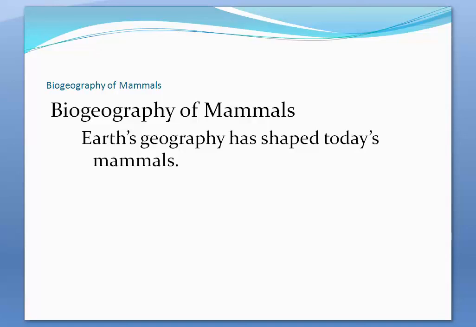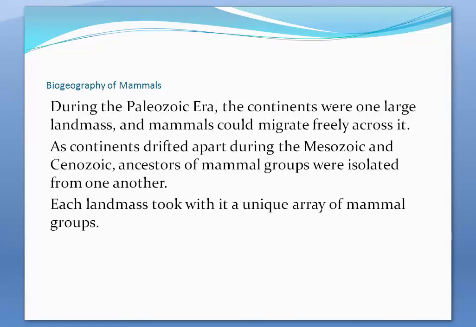So Earth's geography has shaped today's mammals. This just means that the different land masses today and how the Earth is made up affects how our mammals today actually look and how they live. So during the Paleozoic era, the continents were one large landmass, which we now know as Pangaea, and mammals could migrate freely across it. So mammals were moving all over the place. They could go wherever they wanted, and they were all on one big landmass, and everyone was happy.